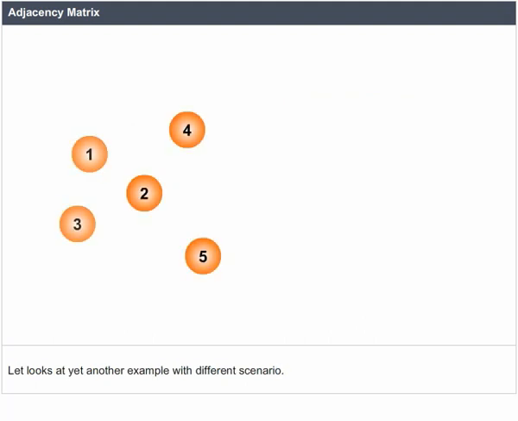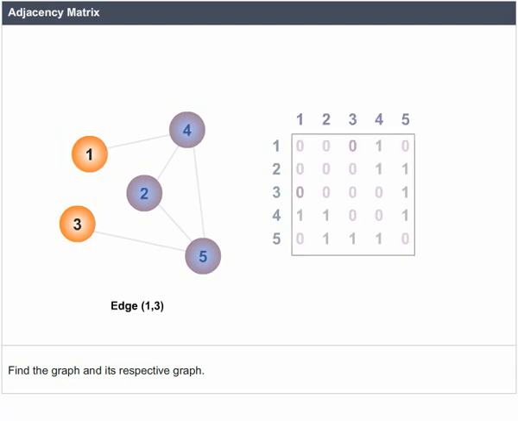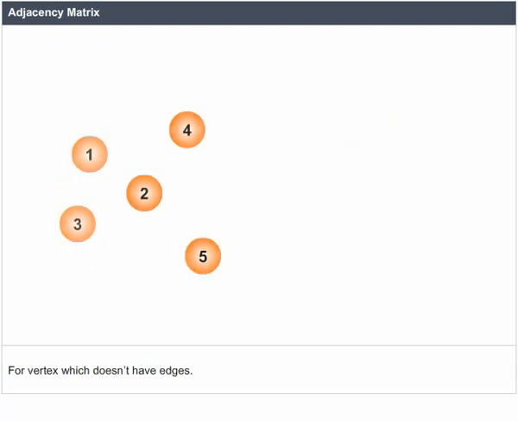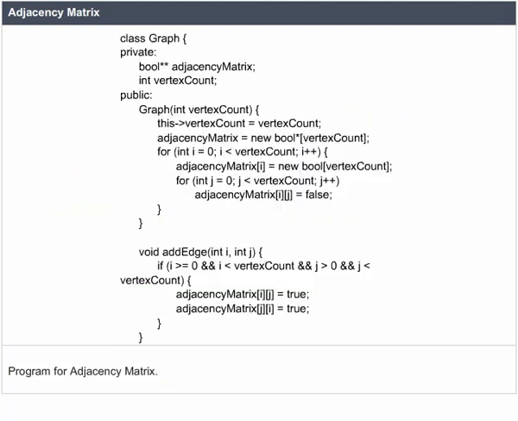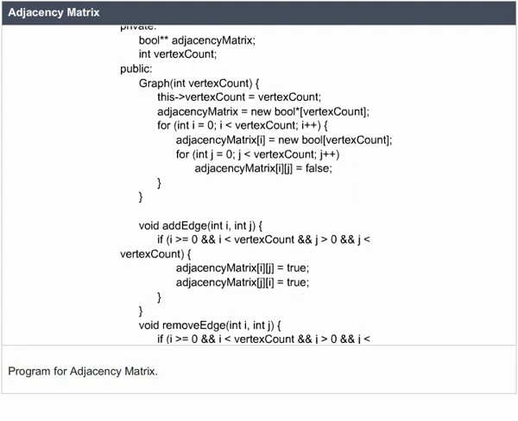Let's look at yet another example with a different scenario. Find the graph and its respective matrix, for a vertex which doesn't have edges. Program for adjacency matrix.